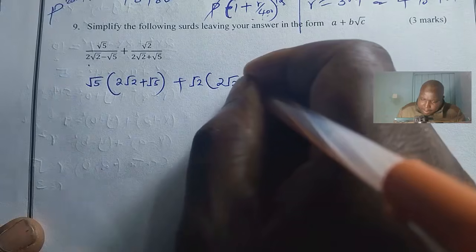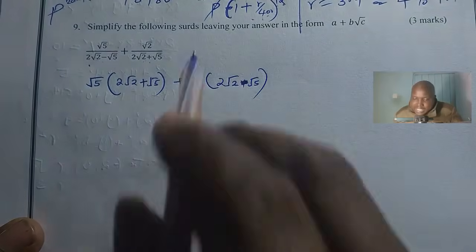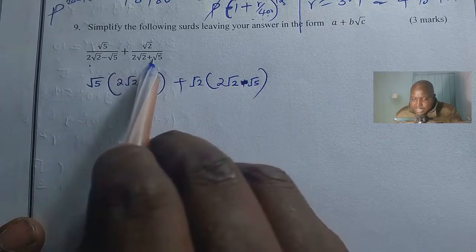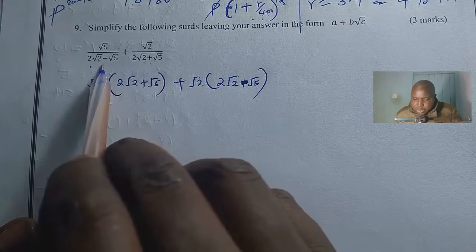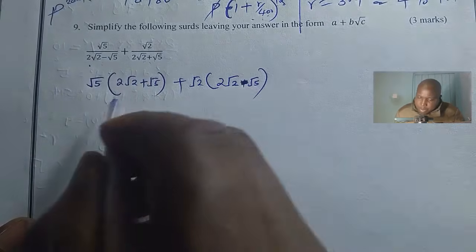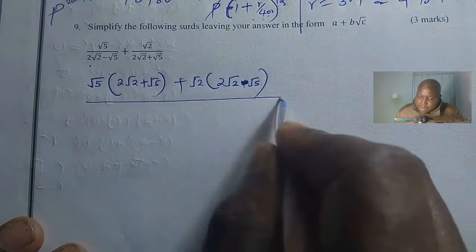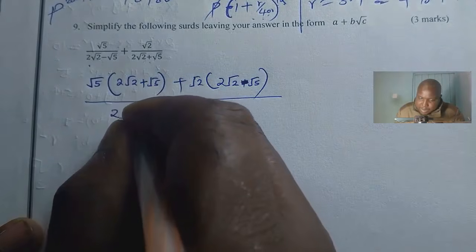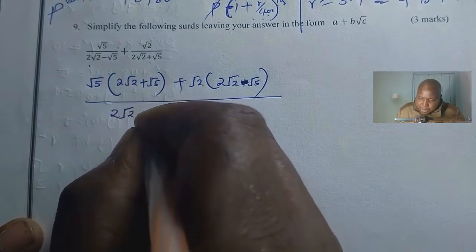Subtract. Minus, the conjugate is minus because this is positive. Actually, this is like taking the LCM. What is the LCM of these two? It is this times this. So this goes here and this goes here, over the LCM. What is the LCM? The LCM is 2. If you take it as LCM, it's going to be very simple.